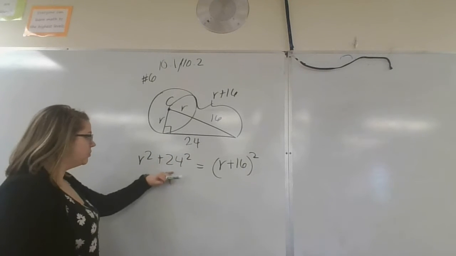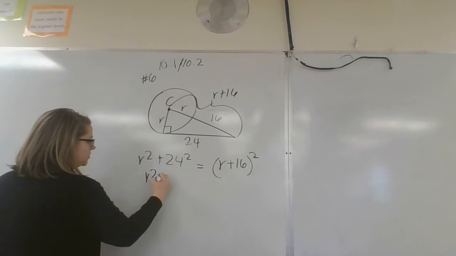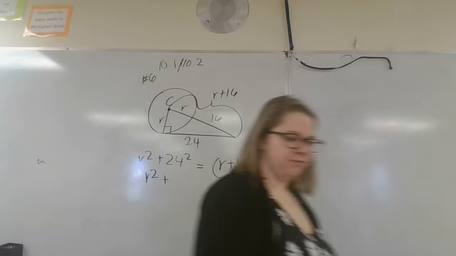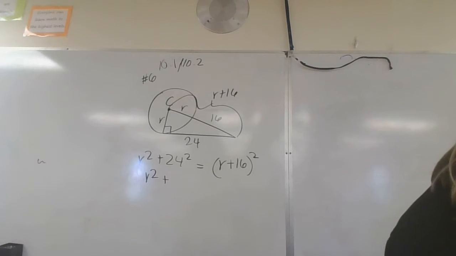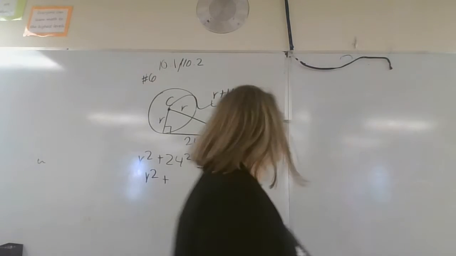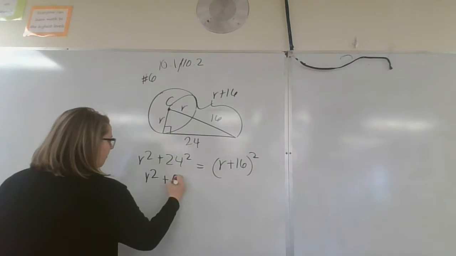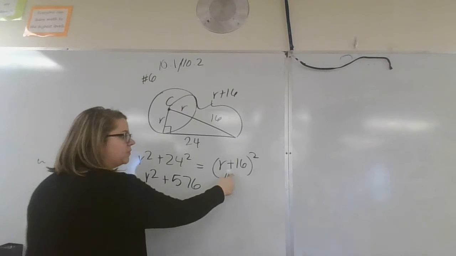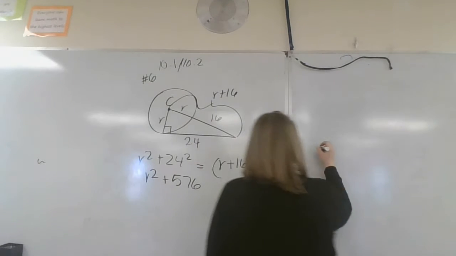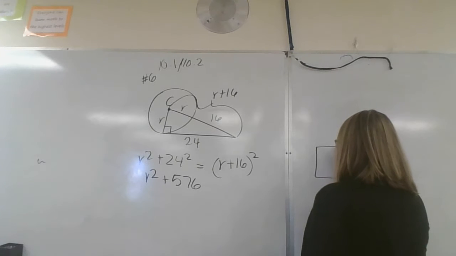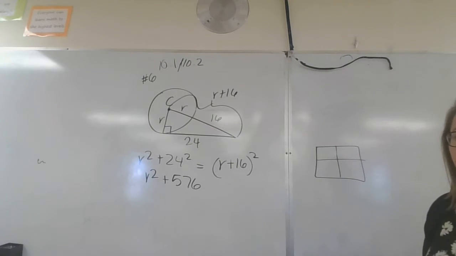Okay, I can put the 24 squared in my calculator. I get R squared plus 24 squared is 576. And then this one I'm going to put in my box. I'm going to do this one over here. Remember these wonderful boxes that everyone loves?